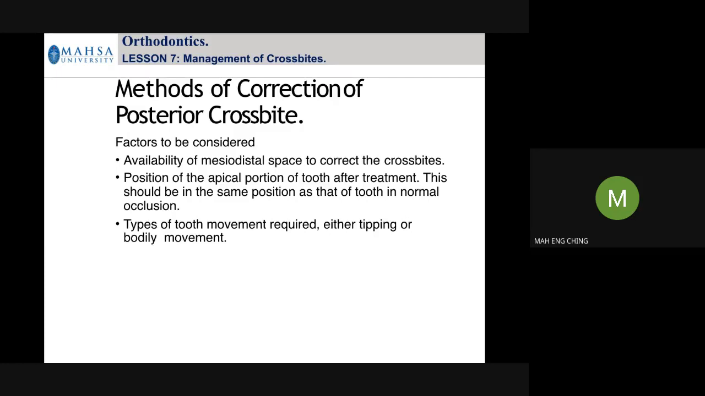Next is the type of tooth movement required, either tipping or bodily movement. We all know tipping is easier. If the tooth is tipped lingually, then we can just tip it back to the proper position using a simple removable appliance. But if you need bodily movement, then a lot of the time you either split the suture or you use a fixed appliance to do that.